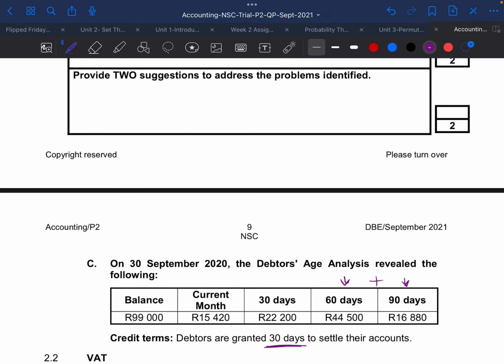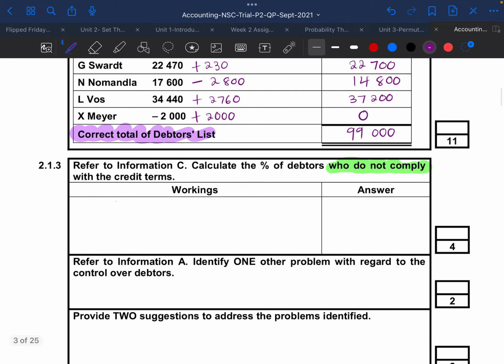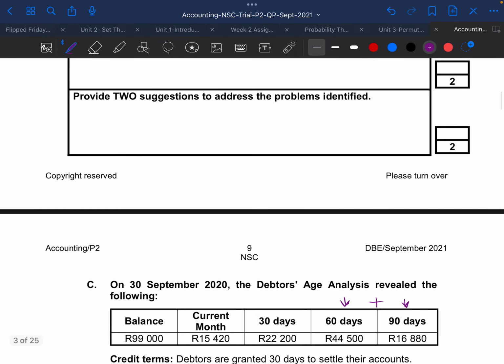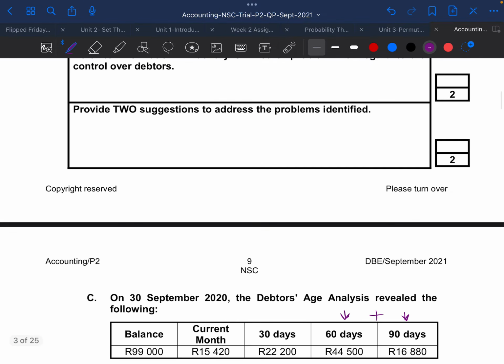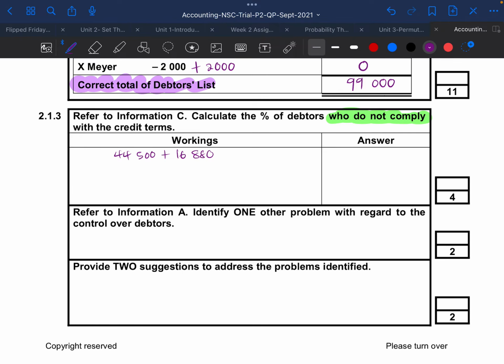So what we're simply going to do here, we're going to say 44,500 plus 16,880 over the total of 99,000 multiplied by 100. Let's see the percentage of debtors that are non-compliant that we are going to get here. So 62%. That is really huge. So 62% of the debtors do not comply.